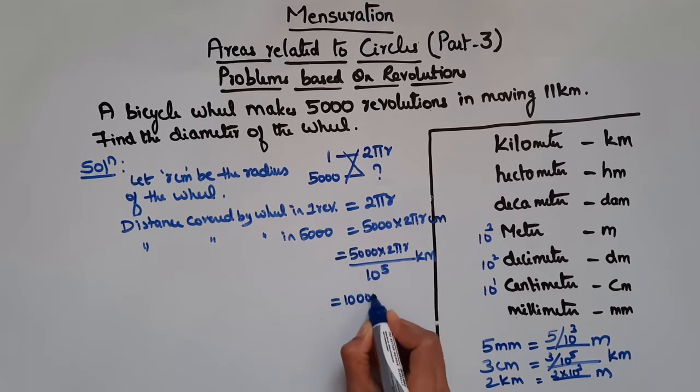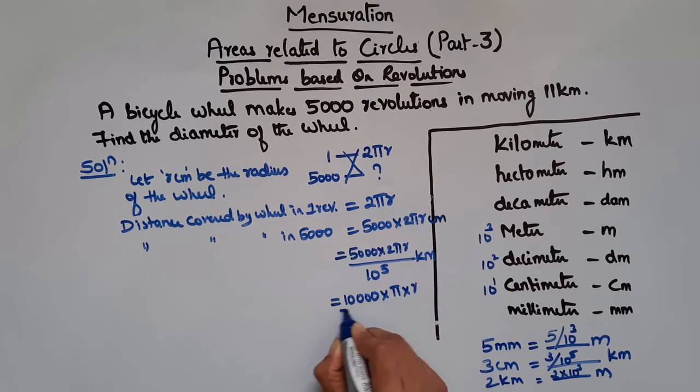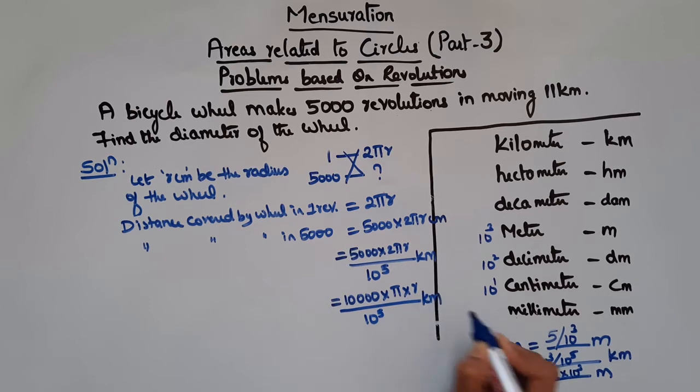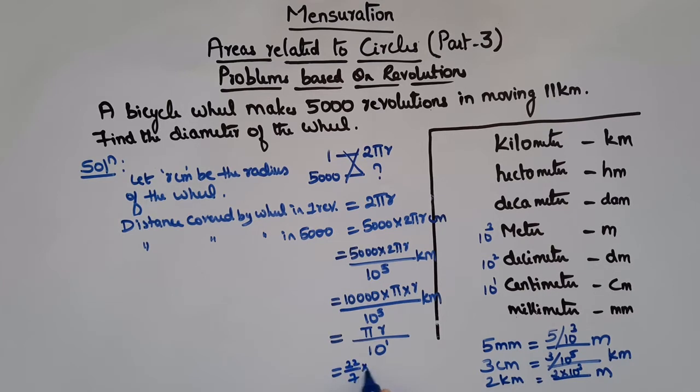3 zeros, 1, 2, 3 into pi r by 10 power 5. This is in kilometers, right? It is equal to, here 1, 2, 3, 4, 4 zeros are gone. We are left with 1 zero in the denominator, right? So pi r. So it is equal to, pi is 22 by 7 into r.